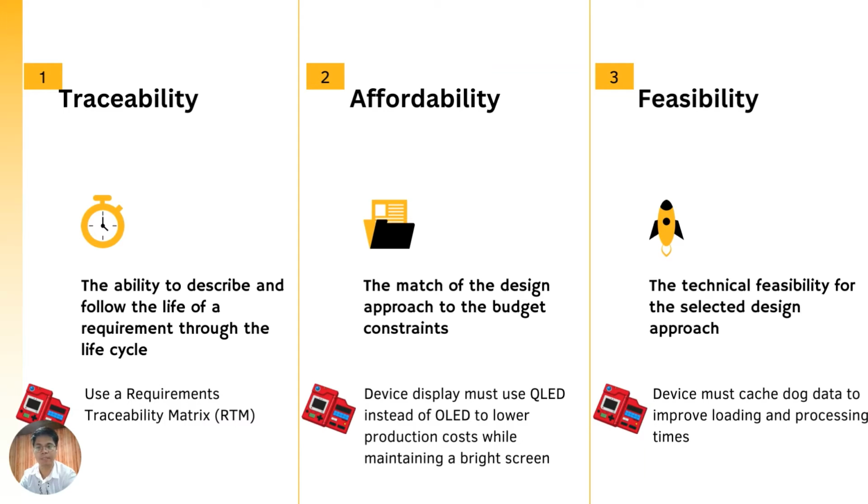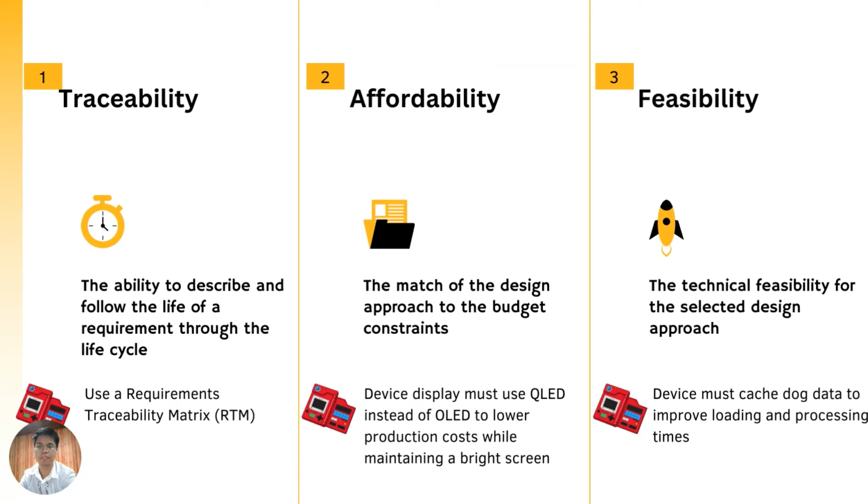Traceability is the ability to follow the life of a requirement through the life cycle, from its origins, to its specifications, to its subsequent deployment and use, and through periods of ongoing refinement and iteration in any of these phases. Affordability relates to matching the design approach to the budget constraints. We should expect that there is always a pressure to cut design costs, but there must be a balance between costs and design goals.